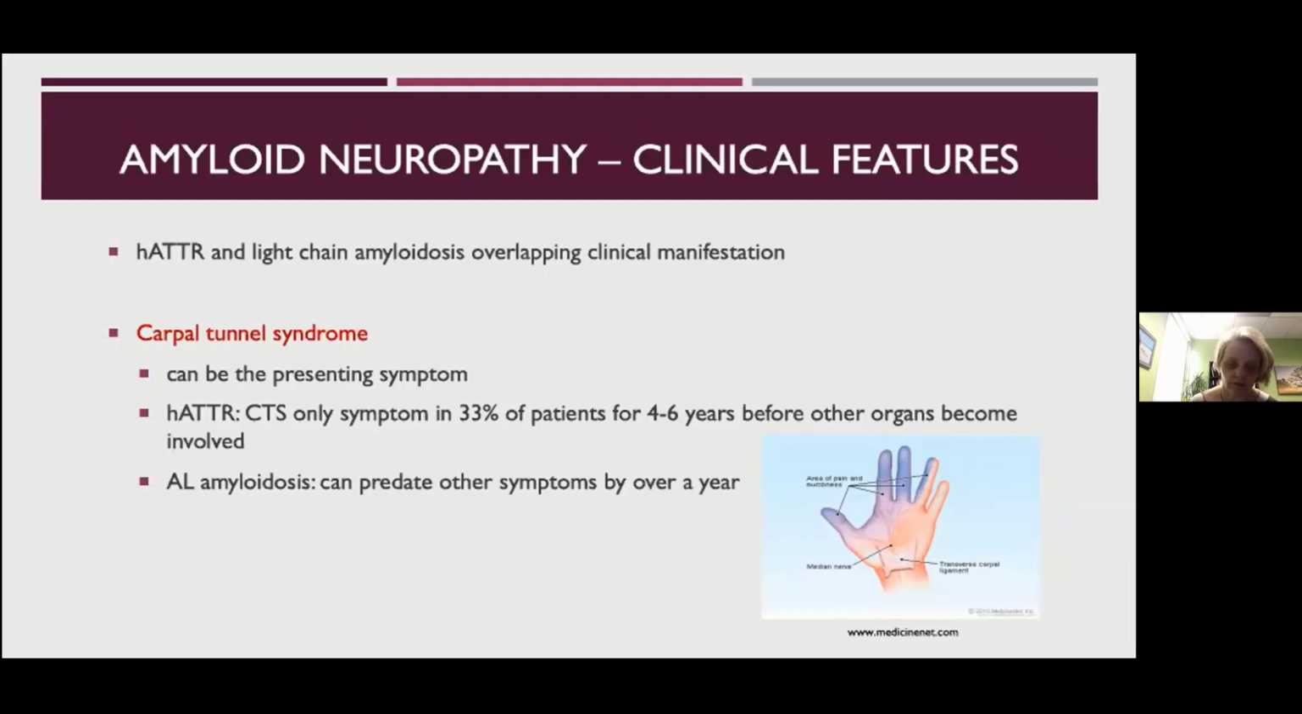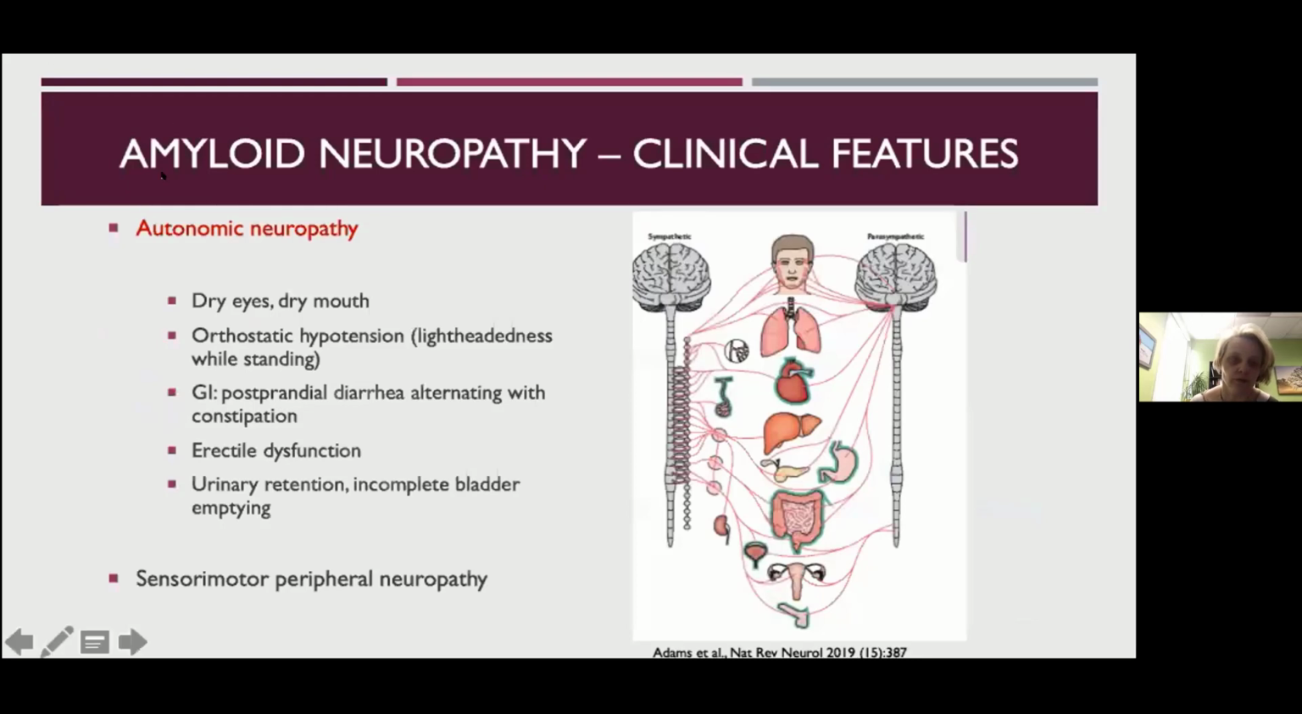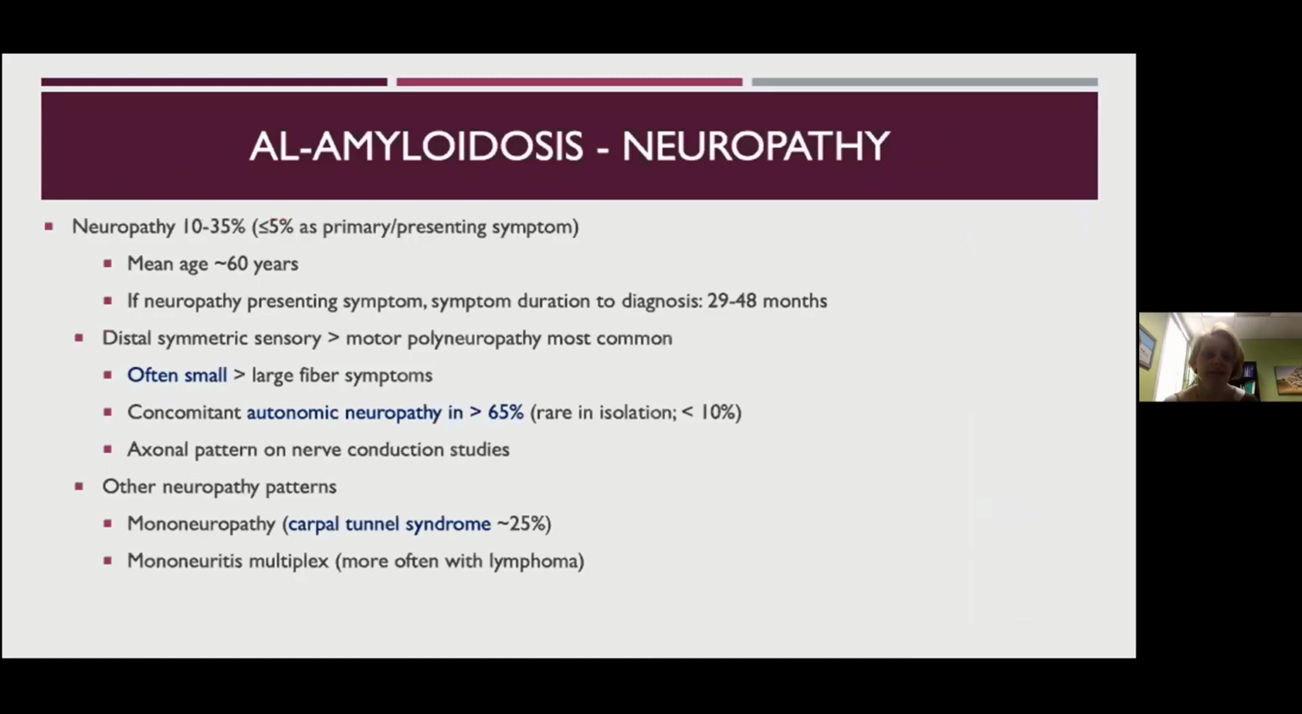Another common amyloid neuropathy is autonomic neuropathy, and it's characterized by dry eyes, dry mouth, orthostatic hypotension, as we have heard previously. In our next talk, we will hear more about involvement of the gastrointestinal tract, and patients can present with postprandial diarrhea, alternating with constipation, erectile dysfunction, urinary retention. And then, of course, patients present with sensory motor peripheral neuropathies. So let's start with light chain amyloidosis.